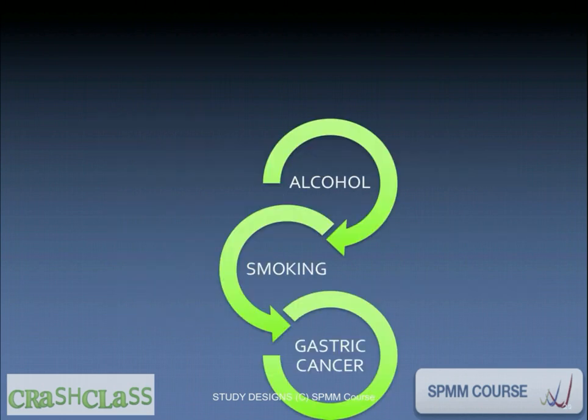Alcohol, smoking, gastric cancer. This is another example of a confounder. Alcohol can increase risk of gastric cancer, but it could do so because alcohol is associated with increased smoking. People who drink a lot also smoke a lot. It could be that smoking relates to gastric cancer, not alcohol. In that case, smoking becomes a confounding factor because it appears as if alcohol increases risk of gastric cancer, but in fact it is mediated or confounded by the increased amount of smoking that you see among alcoholics. This is another example of confounders.